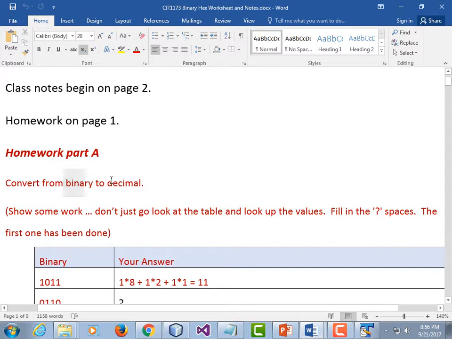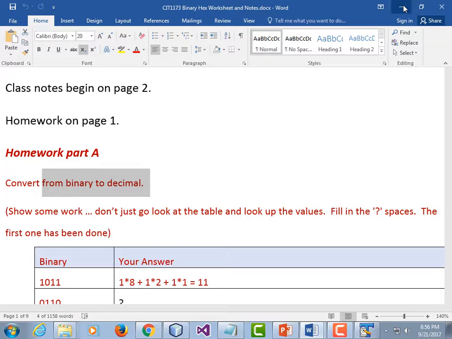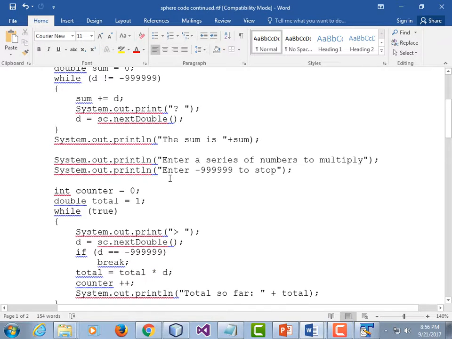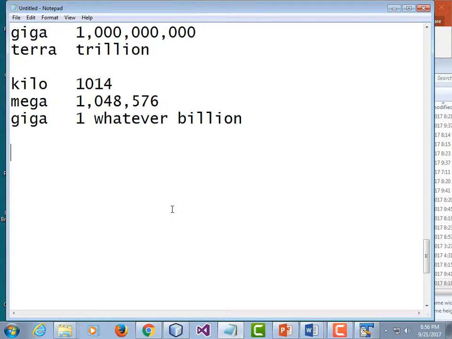So, converting from binary to decimal. Yes, sir. Are we supposed to make a program that does that for us? No. You can, but no, we're not going to write a program that does it. All right. Okay, if you've already done it, that's really impressive. But no, you don't have to do that. There is a way that you can convert from one to the other.